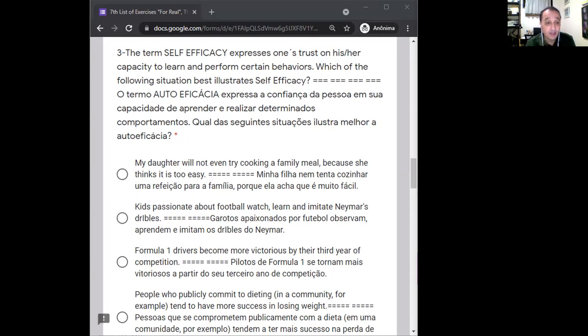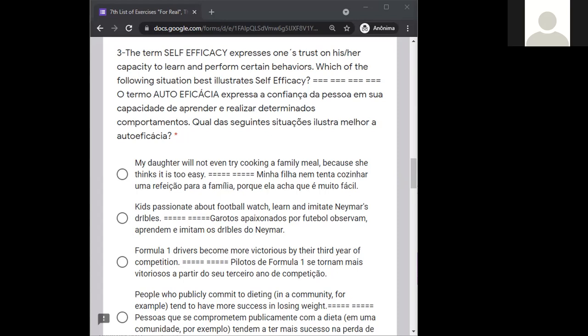Okay? And the last one states, people who publicly commit to dieting in a community, for example, they tend to have more success in losing weight. Okay, so here what we're talking about is the power of social norms, social image, how important we think other people's opinions are. So if we care a lot about what people think of us, then you may end up using this as some sort of leverage in order to change.